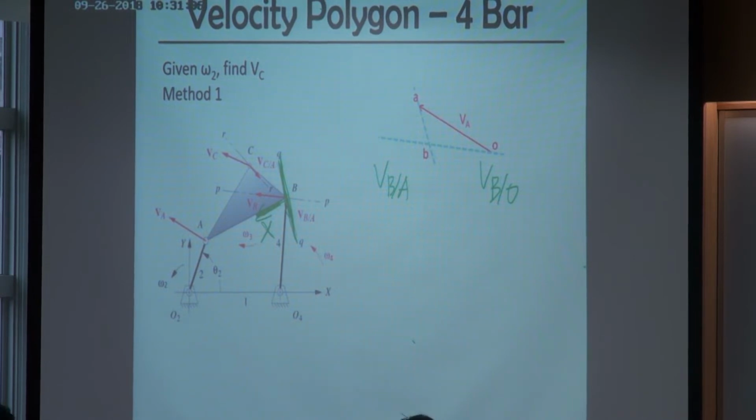Yes? How to find the angle at which we need to draw the VBO? You mean the angle of VBO? Yes. VBO, this line, the direction is the same as this one. And this one is perpendicular to the bar 4, because the bar is fixed. So when it's rotating, the velocity must be perpendicular to the bar, to the link.